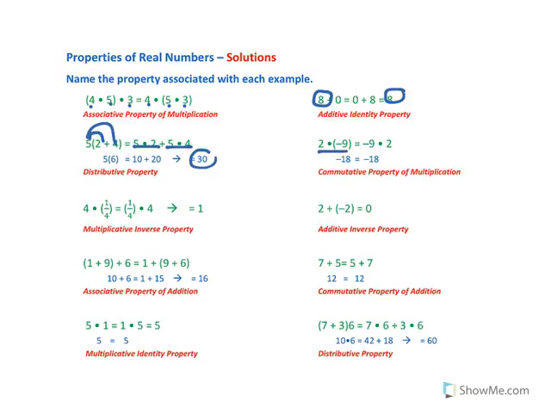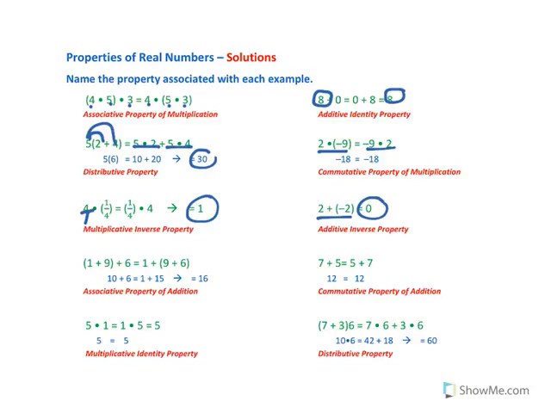Here we have the commutative property of multiplication. We're flipping 2 times negative 9. Negative 9 times 2. And you get the same thing. Multiplicative inverse, if you want to put 1 under there, if it's easier to read, 4 over 1 times 1 over 4, 1. You end up with 1. In your additive inverse, you end up with 0. A number plus its opposite.